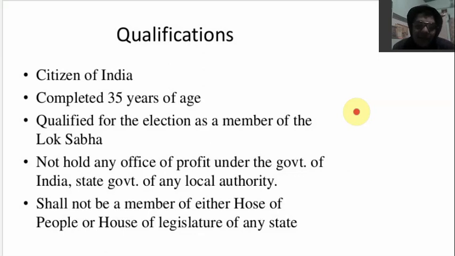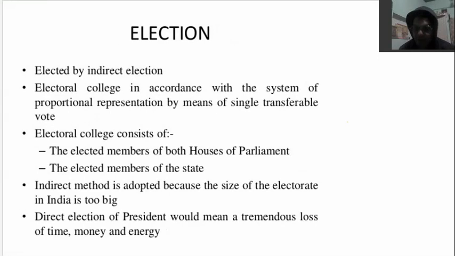He shall not be a member of either house of parliament or a house of the legislature of any state. And if someone is a member of any house, then he will vacate his seat. This is the precondition to become the president of India. You have to remember this.